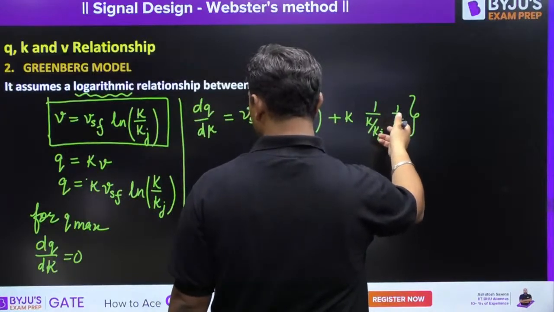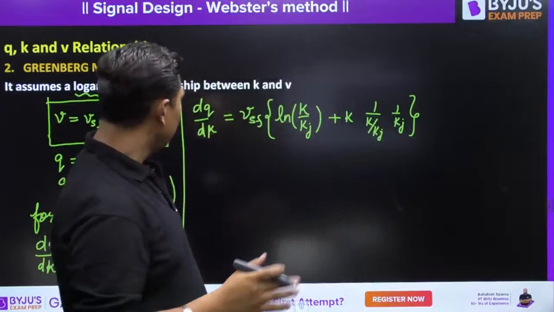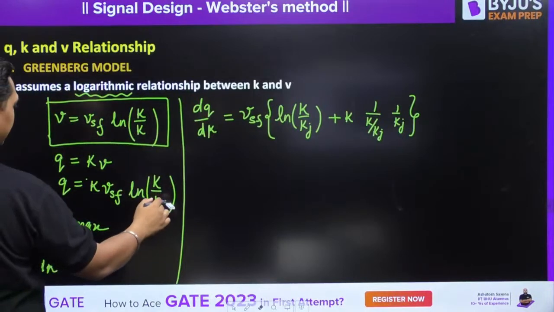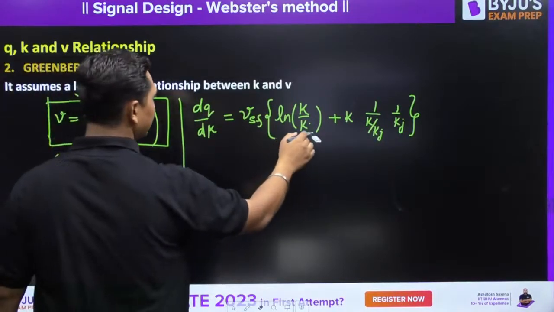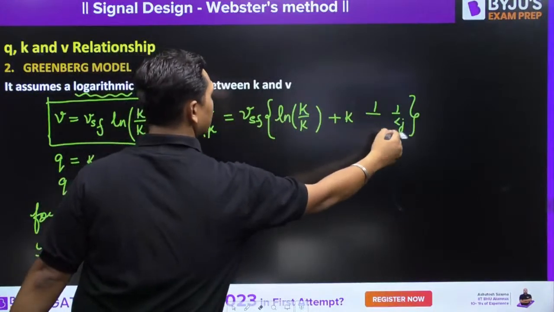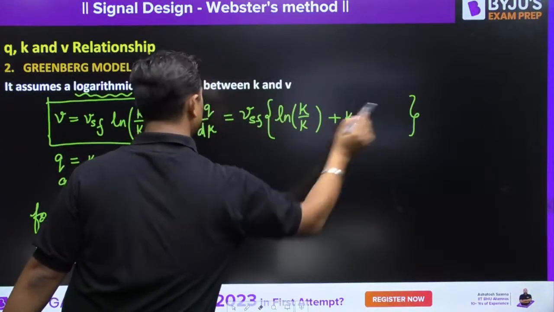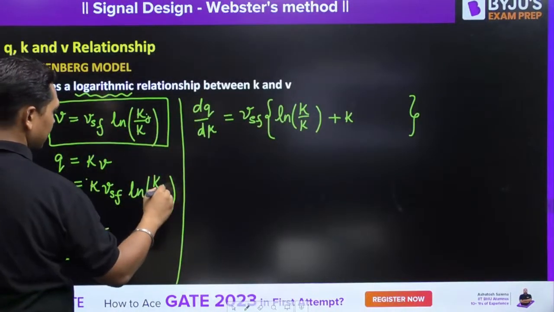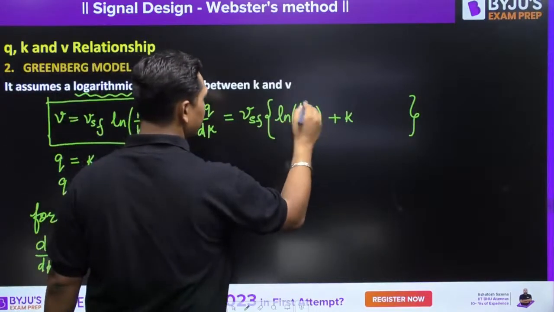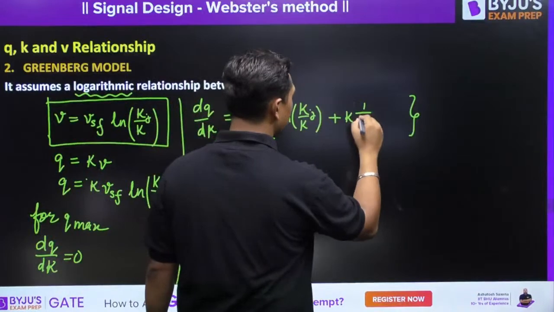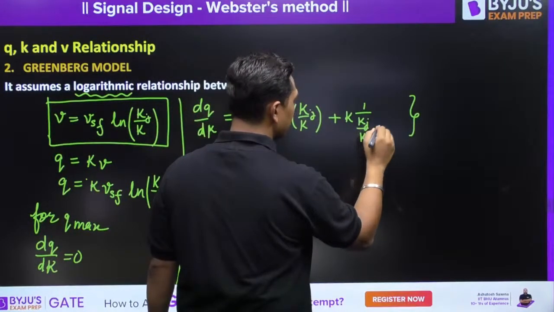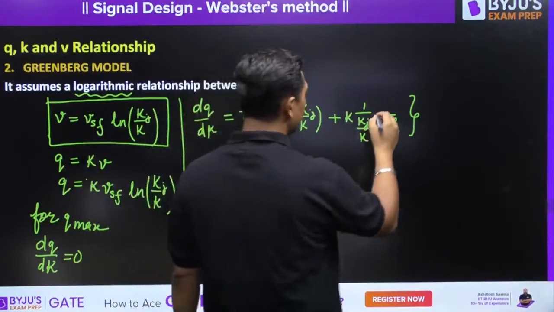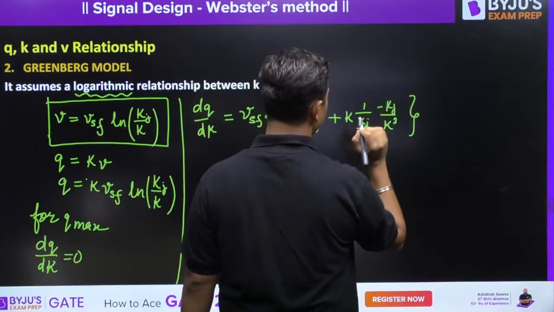Oh yeah, this is actually my mistake. This is not K by Kj, this is Kj by K. That's why I was getting it wrong over here. So it is 1 upon Kj by K, and the derivative of Kj by K will be minus Kj upon K square. Differentiation of Kj by K is into minus Kj, like this, right?